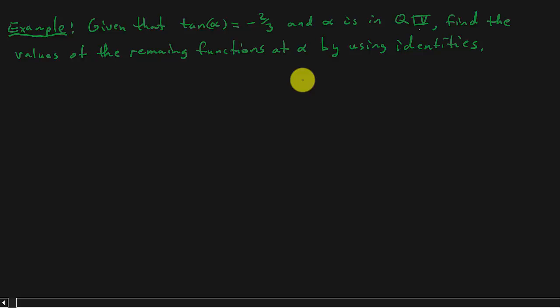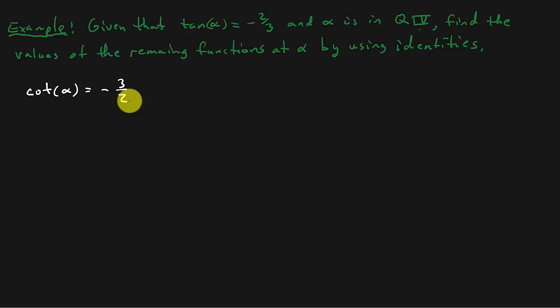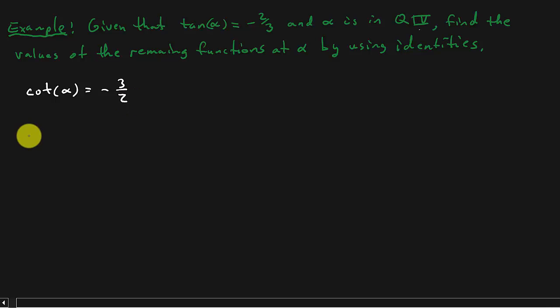Okay, so let's go ahead and get started. We've got tangent. Right off the bat, we know we can get cotangent. That is -3/2, because cotangent is the reciprocal of tangent. Now we've got cotangent. What can we find now? Well, we know tangent, and don't we know that tangent squared plus 1 is secant squared? You see that?